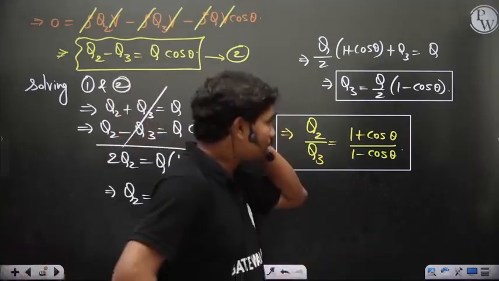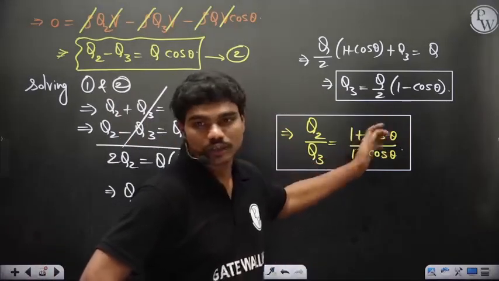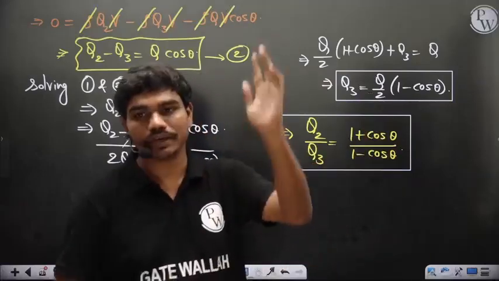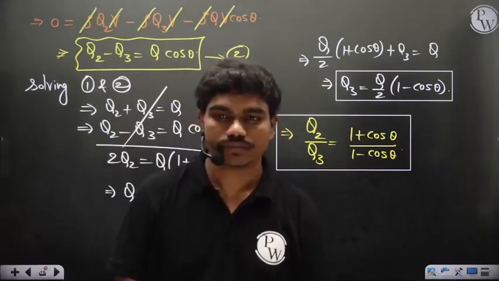Yeah, then in such case, if theta is 90, these two are zeros, cos theta and cos theta are zeros, it's 1 by 1, 1. So the jet will be split into equal halves. That's it. Q2 equal to Q3.